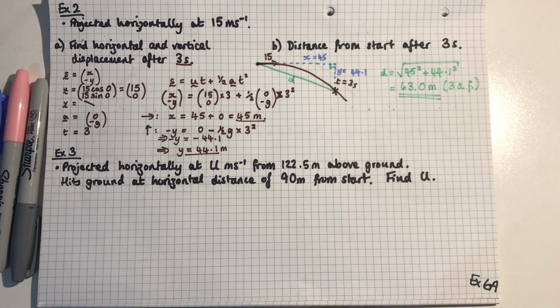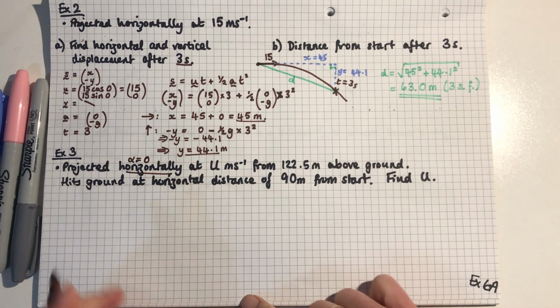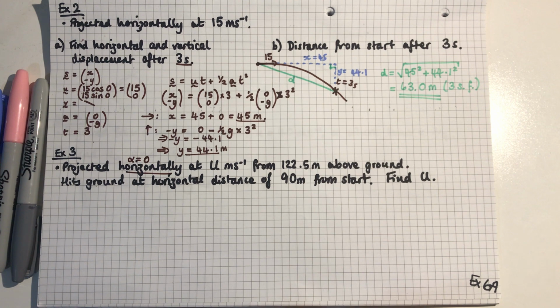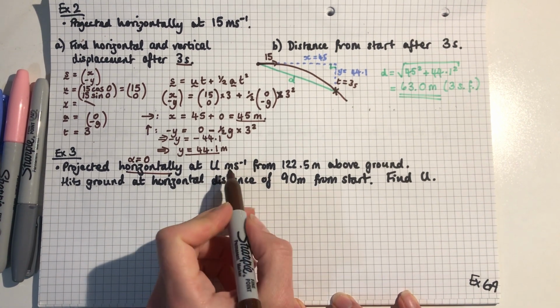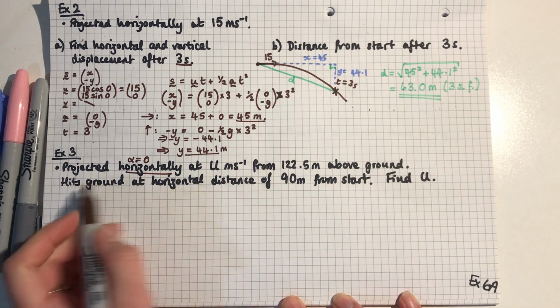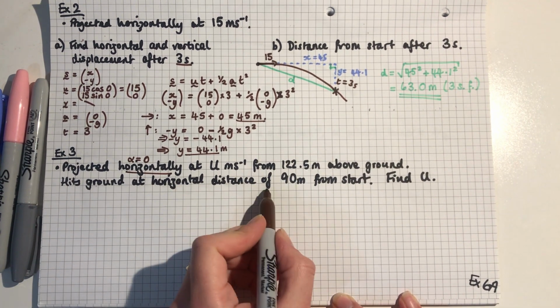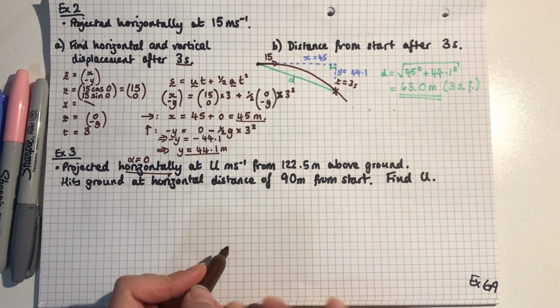So a particle is projected horizontally again. Horizontally tells us that our angle of projection is 0. And we are going this time at a speed of u, so we don't know this, but we do know that we're 122.5 metres above the ground. And we also know that we hit the ground horizontally a distance of 90 metres from where we started. And we've got to find this speed that we were projected with.